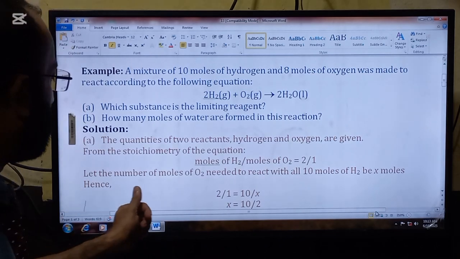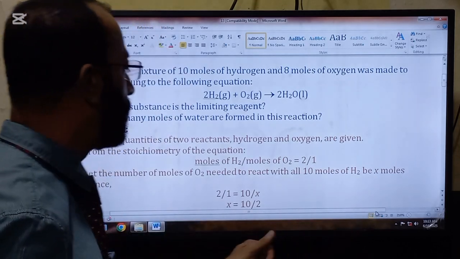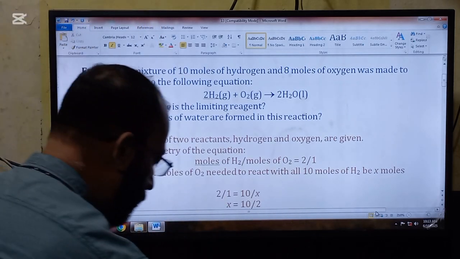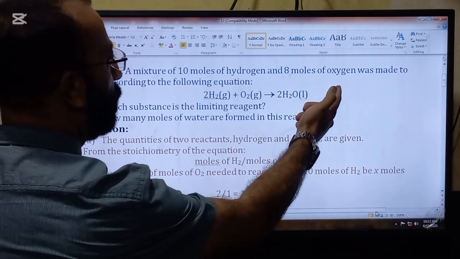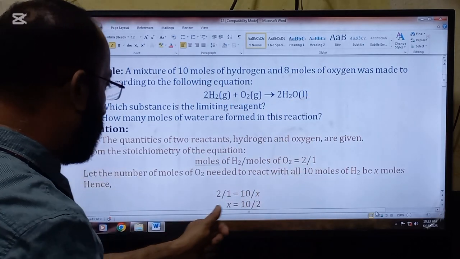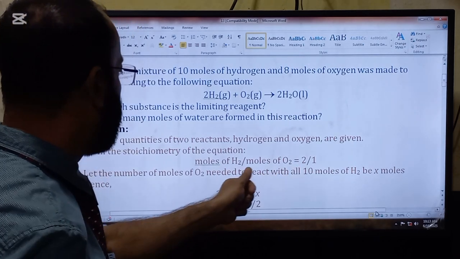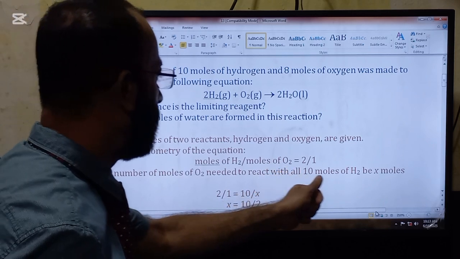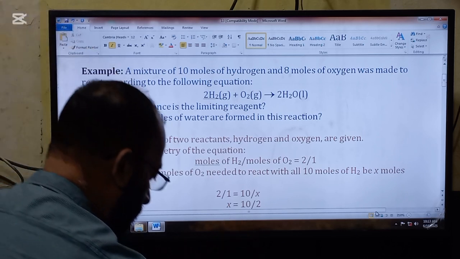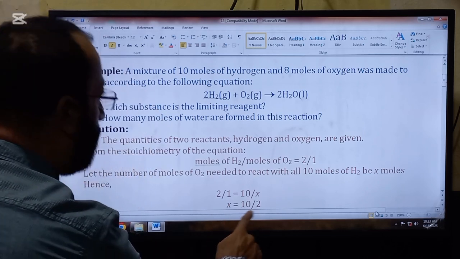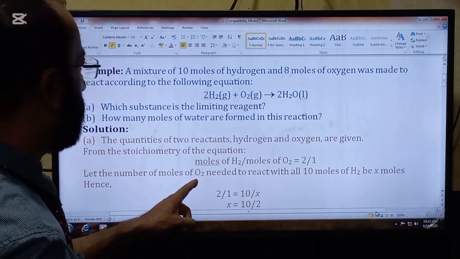So look now, let the number of moles of oxygen needed to react with all 10 moles of hydrogen be X moles. So now put in the values, because moles of hydrogen are 10 and we have let the moles of oxygen be X. Look now, because in the numerator moles of hydrogen are given and moles of oxygen are in the denominator, we will put X in the denominator. From here cross multiply the values and find the value of X. Now look, X is actually 5, and X we have let be the number of moles of oxygen.